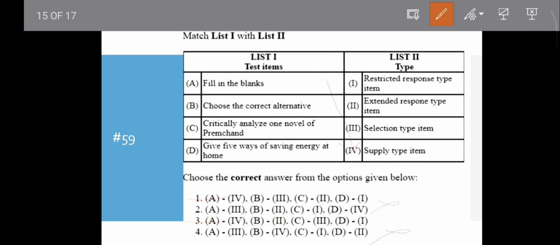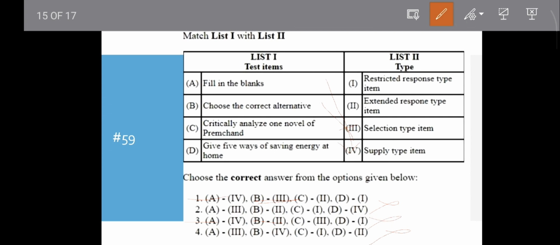Then choose the correct alternatives. It means selection type items, because the learner selects the correct option from given alternatives, or MCQ. So select type items, B will be III. B will be III, which is available in option 1. So option 3 will also be incorrect.